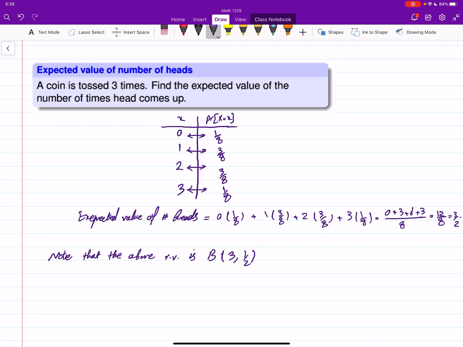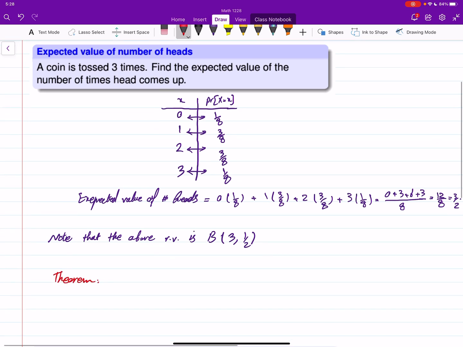Mathematicians have done a good job on this, and they have proved a theorem that the expected value of a binomial random variable with n trials and rate of success p, okay, so each time you can form this table and calculate it, but when it comes to binomial random variables, there is a simple formula for this. This is n times p.